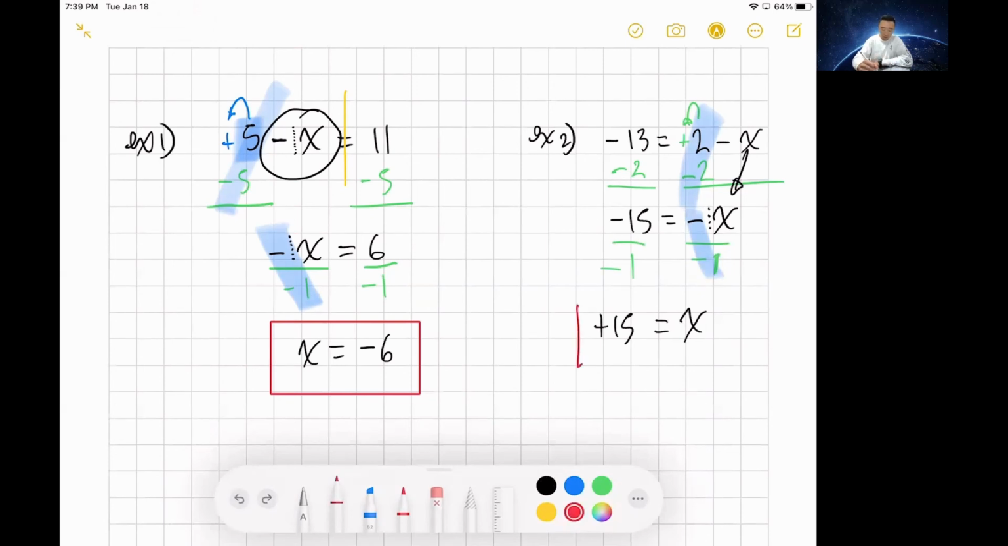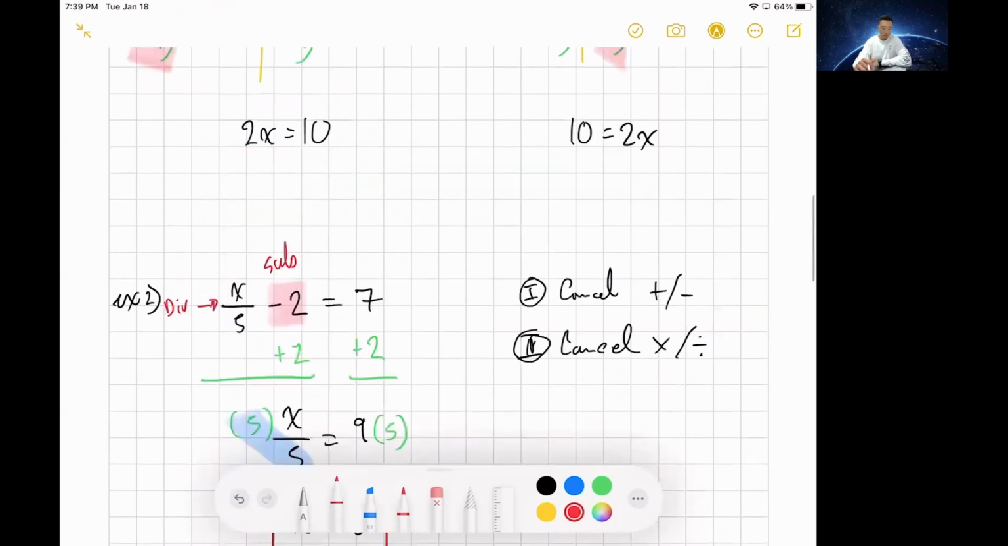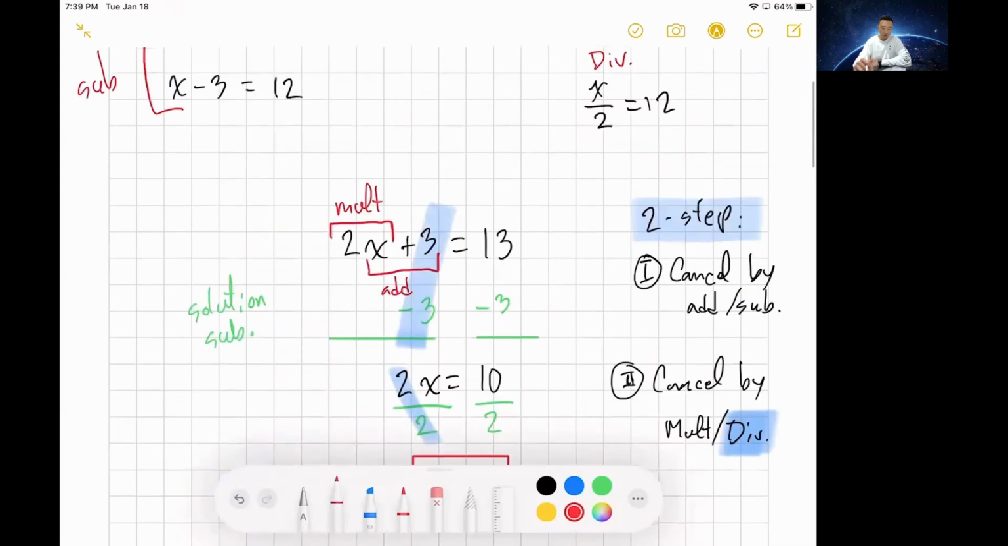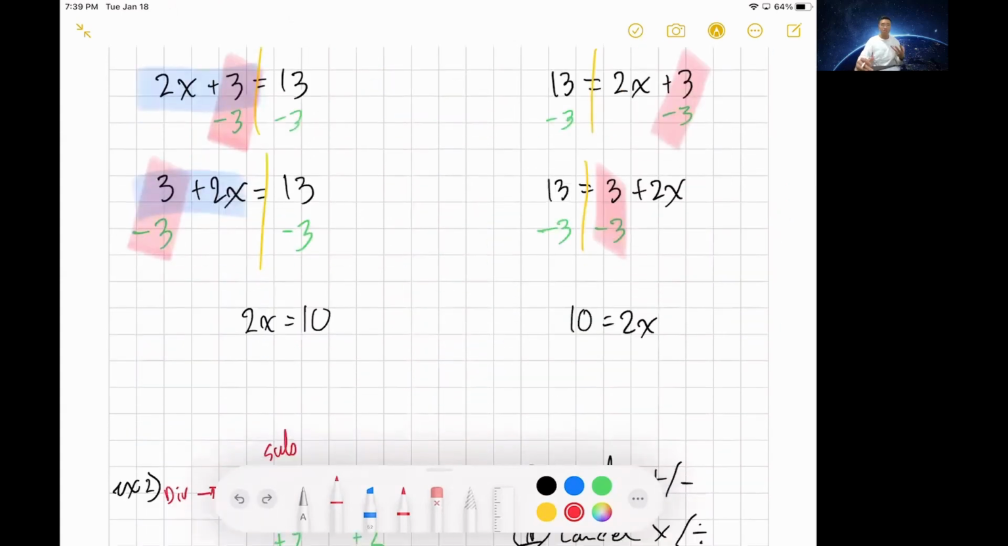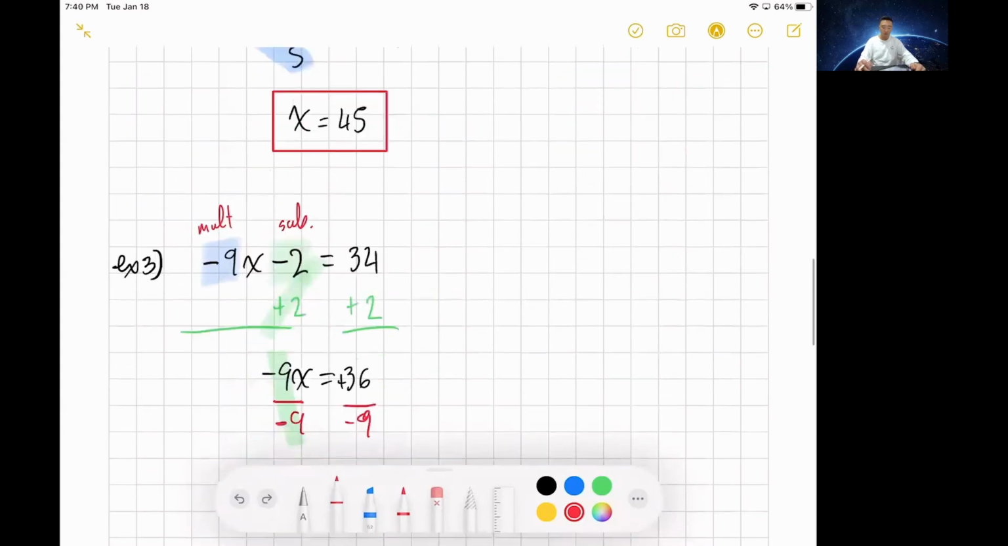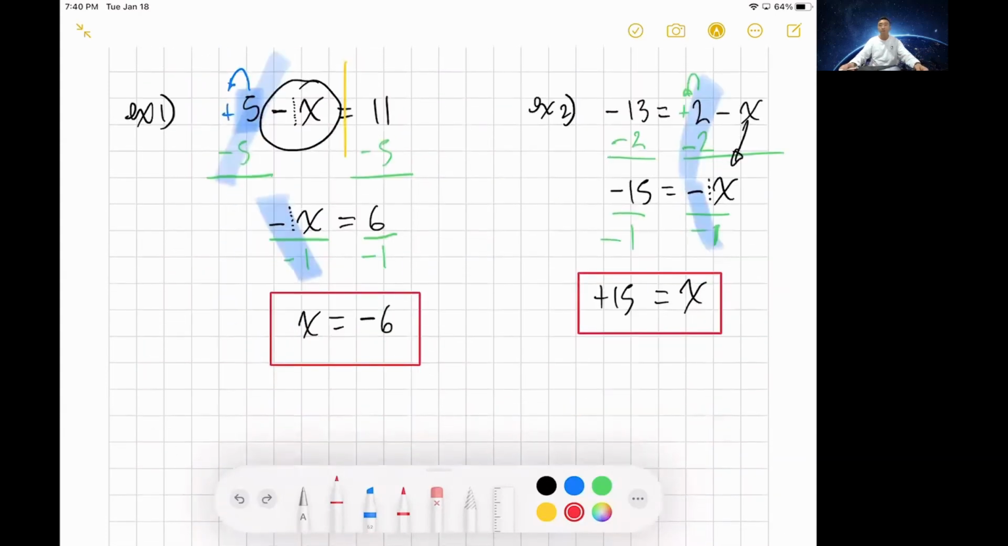Okay? So those are the regular two-step equations. Hopefully it's not too difficult. Again, first step, add or subtract to cancel. Second step, multiply or divide to cancel. You gotta be able to know, hey, what does this problem look like? So when you're looking at the homework, look at your examples and see which one it looks like. Sounds good?